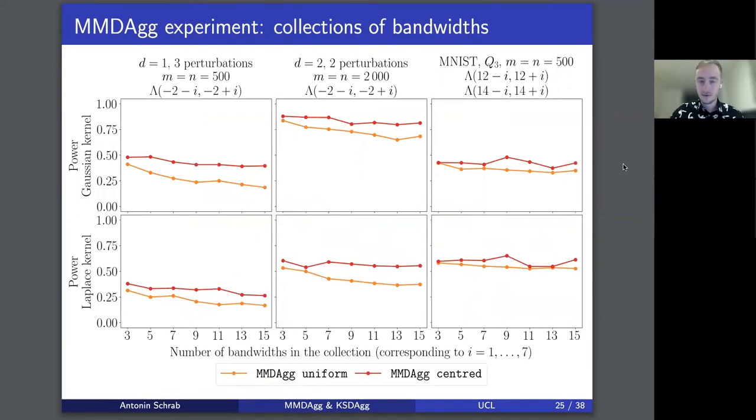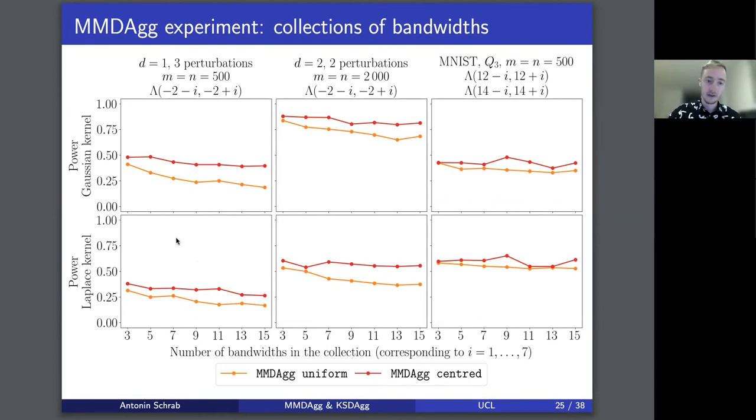And one last experiment for MMDAG. Here each column represents one of the 3 experiments that I talked about before. This is the uniform perturbed density with 3 perturbations in dimension 1. This is in dimension 2 with 2 perturbations, and this is the MNIST case with Q3. And here what we're doing is considering a wider and wider collection of bandwidths, so that we have more and more bandwidths in the collection. We do this for the uniform and centered weights.